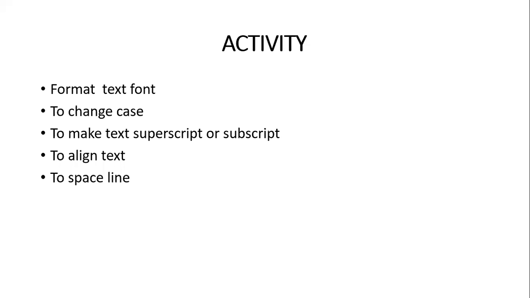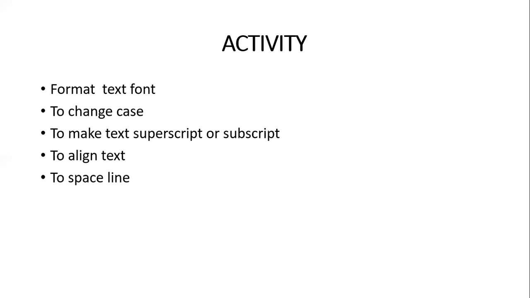Let's just talk about a simple activity on how to format a Word document. So here are just a few of the formatting techniques or ways that you can format your Word document. We start with the format text font, then you try to change the case, then you make text superscript or subscript, then you try to align text and then space line.